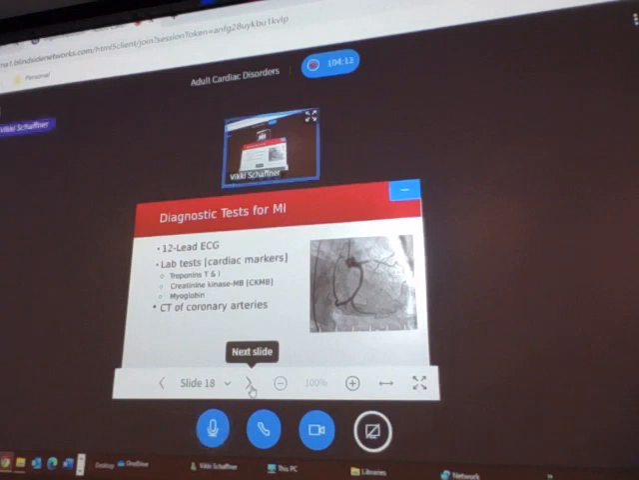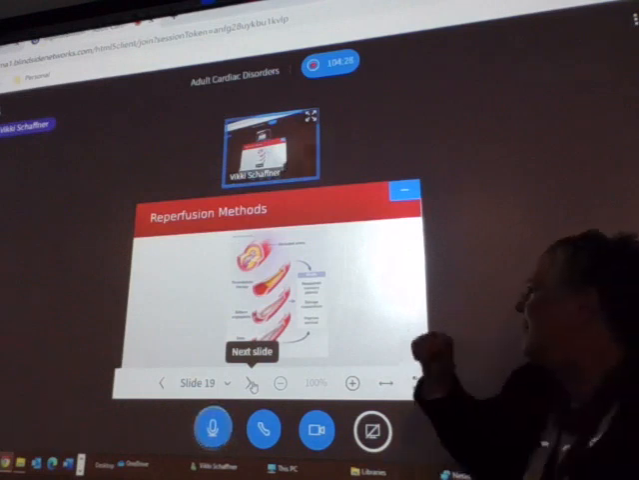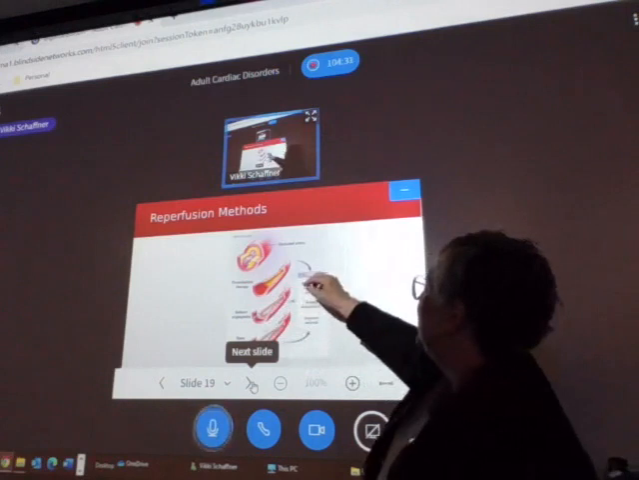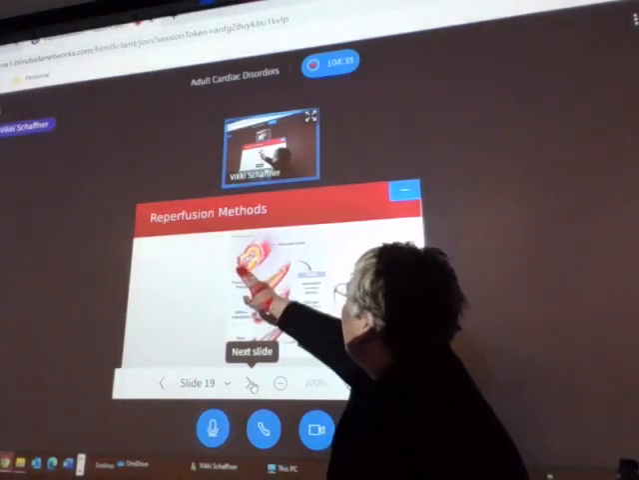So let's look at this for just a minute and see what we're going to do to fix this. And these are called reperfusion therapy. So here's again, I found more diagrams than I can ever tell you about clotting or occluded arteries. But here we have the occluded arteries. You see it's very, very narrow.